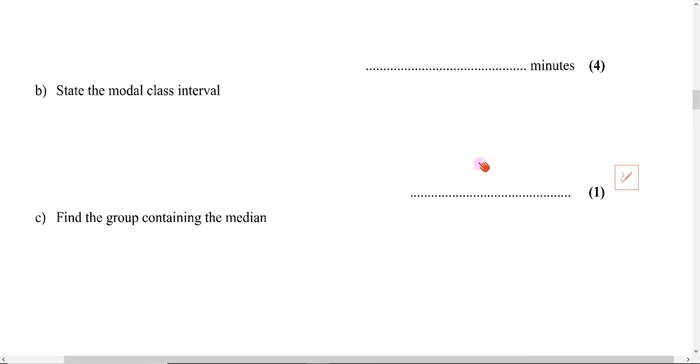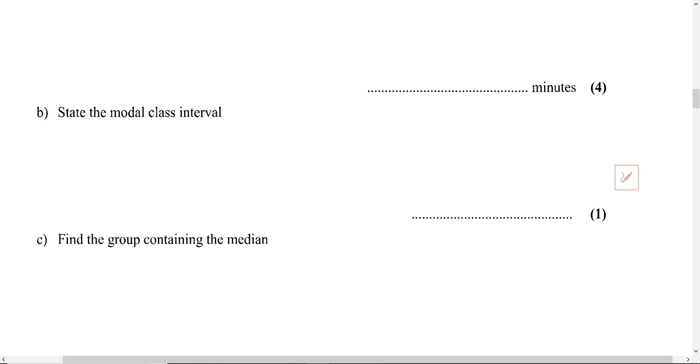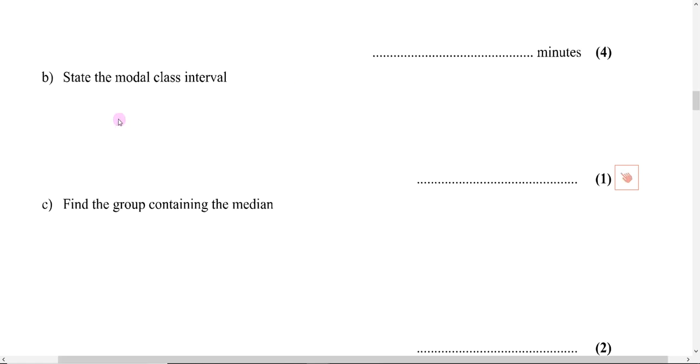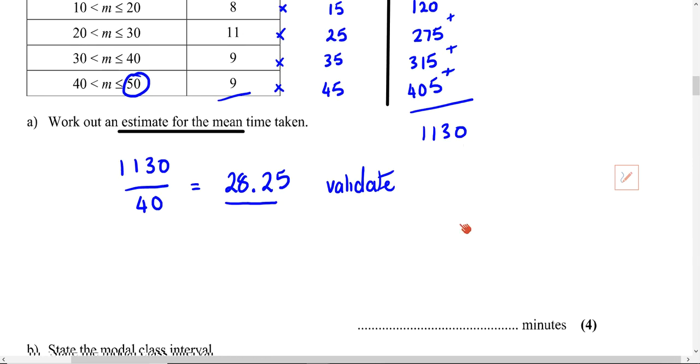Find the group containing the median. Remember how to do that? So, should we go through it just quickly? This would be 20 to 30. What's the group containing the median? How do you do it?